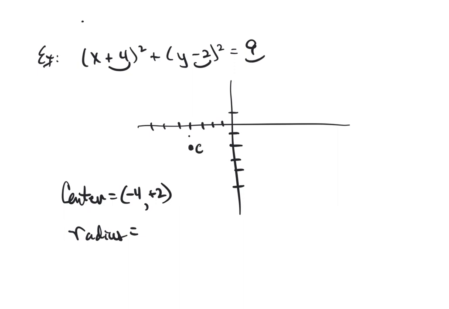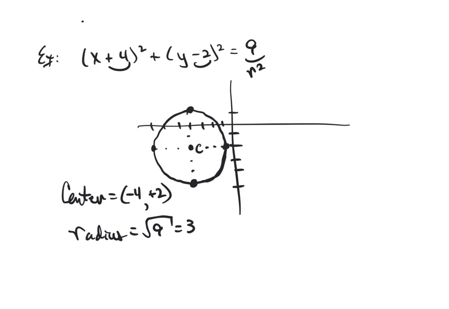Okay, the number on the right-hand side is a 9, so that's not r but r squared. So the radius is then going to be the square root of that number, and of course the square root of 9 is 3. All right, so what I have asked you to do is go up 3, 1, 2, 3, right 3, 1, 2, 3, down 3, 1, 2, 3, and left 3, 1, 2, 3, and then do the best you can to put a decent hand-drawn circle. Don't need a compass or anything, just a decent hand-drawn circle through those 4 points that were 3 to the right, 3 to the left, 3 above, 3 below the center point.